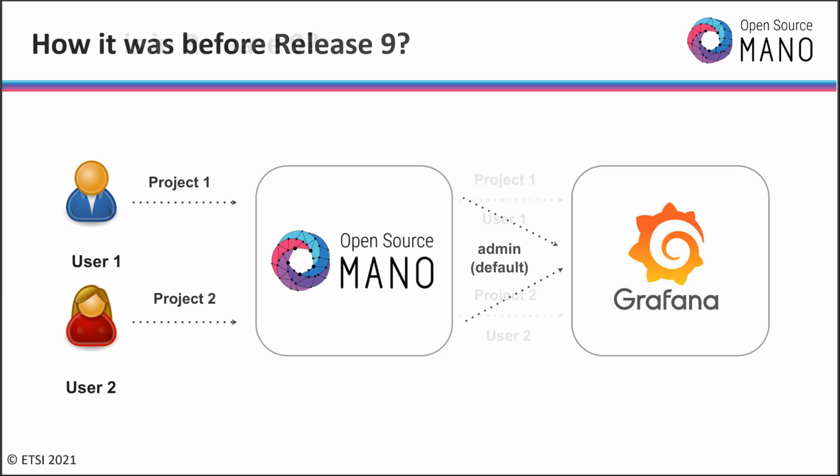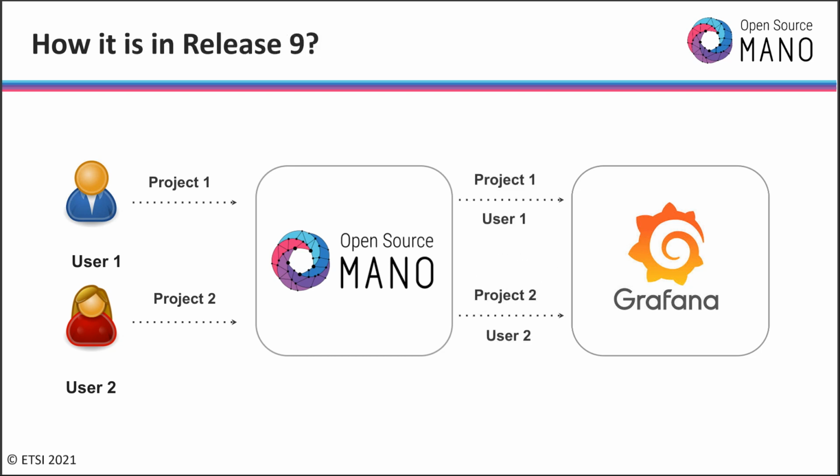So what we have done in Release 9 with this multi-tenancy feature is that whenever user 1 and user 2 create their network services inside OSM, they will have a separate space in Grafana as well. That will help them have a separate view of their particular artifacts and their particular metrics monitoring, and they will not be able to see others. That makes things simpler, and also adds an extra level of security, so that another user cannot barge into your space and destroy the work that you are doing.